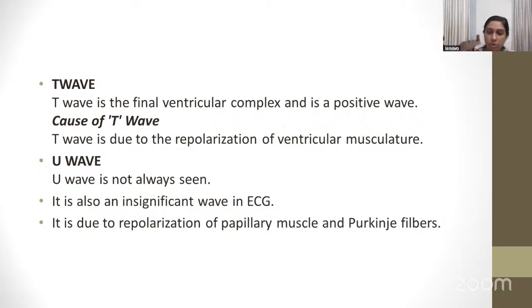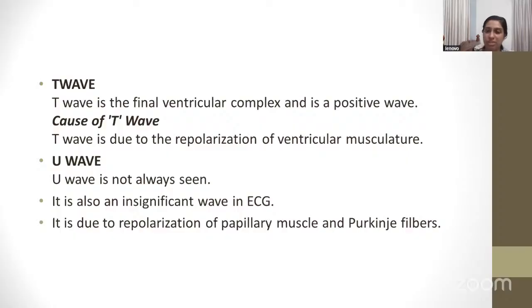And now coming to the cause of T wave. T wave is due to the repolarization of the ventricular musculature. So you have to remember one thing. P wave is due to the depolarization. QRS complex is due to the depolarization. But T wave is due to the repolarization of the ventricular musculature. That you have to remember.